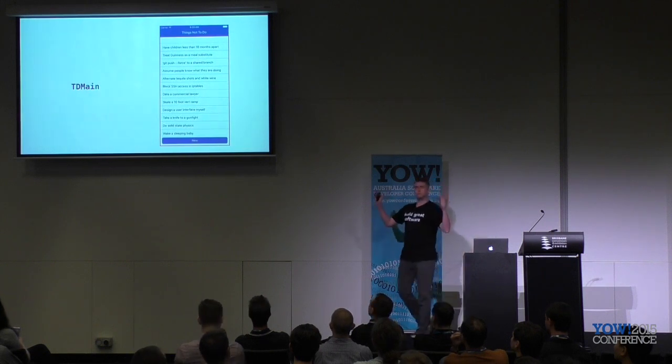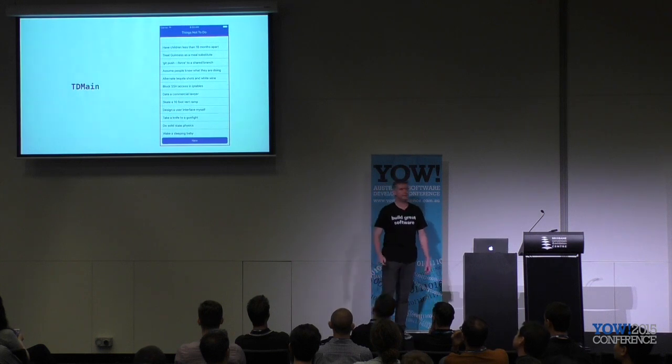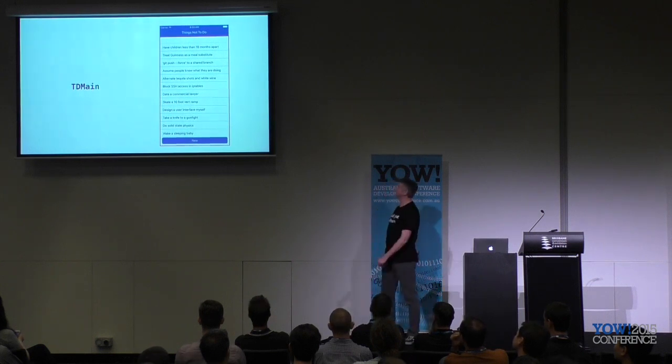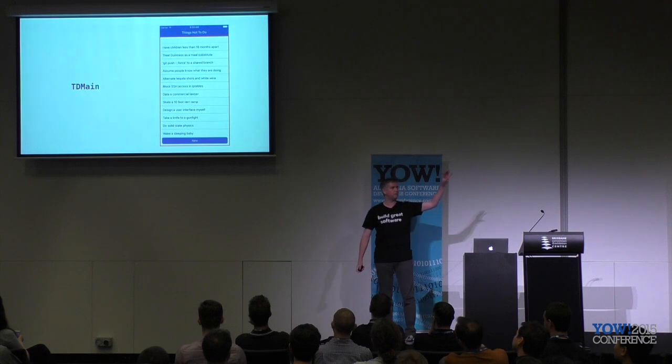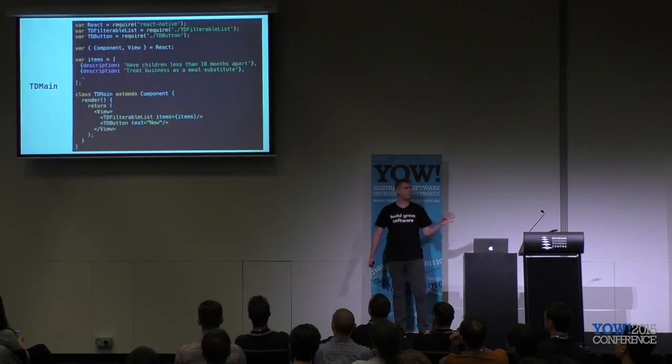Let's start with this top level component for this page. We'll call it TD main. Everything you see prefixed with TD is a component that I've written myself, and it comprises the filter area at the top and the list and then the button down at the bottom. Here's some code for this component.